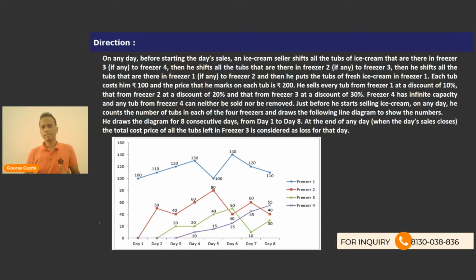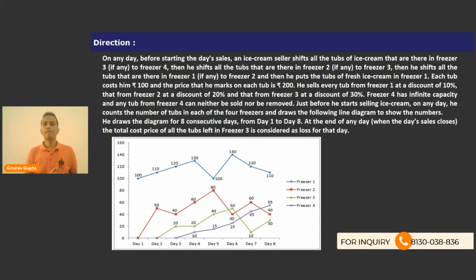Okay, now let's discuss something about this data once again. So at the beginning of any day, what is this person doing? This person will shift all the tubs from freezer 3 to freezer 4. So now freezer 3 is empty. He will shift all the tubs from freezer 2 to freezer 3. Now freezer 2 is empty. Then he will shift all the tubs from freezer 1 to freezer 2. Now freezer 1 is empty. And then he will buy some more tubs, or he will put the fresh ice cream tubs in freezer 1. Okay, this is the first 3 lines.